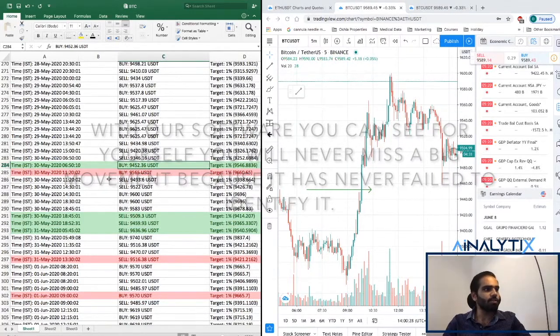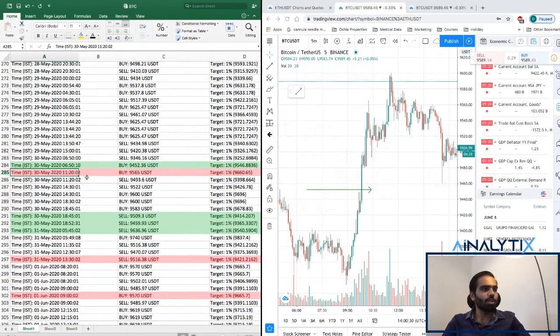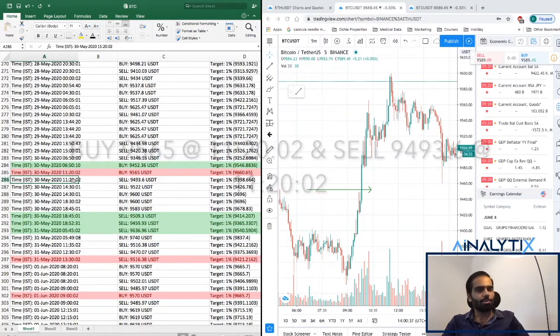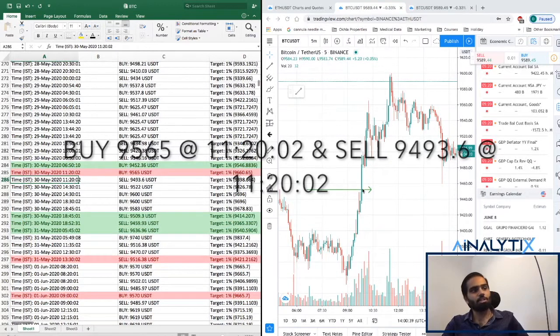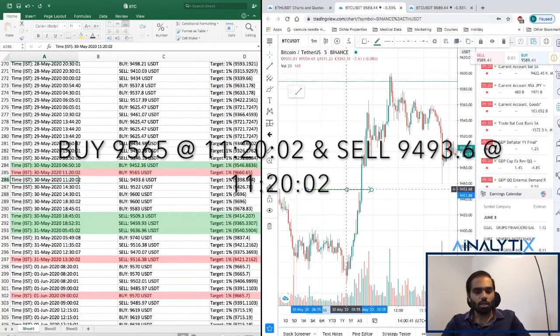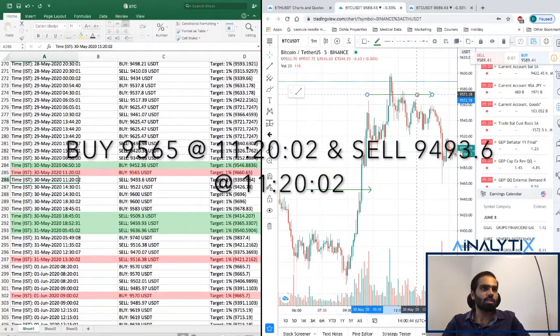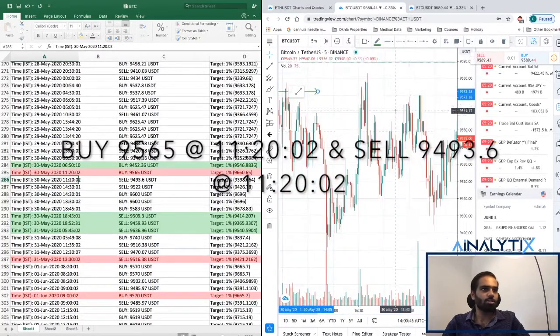Now, we also received a signal at 11:20. So at 11:20 we received two signals. These two signals were basically pair signals. I'm assuming these are type 3 or type 4 signals, because those are the signals that generally come in pairs. And they come in pairs when the market's consolidating. You can see the market has been consolidating here.